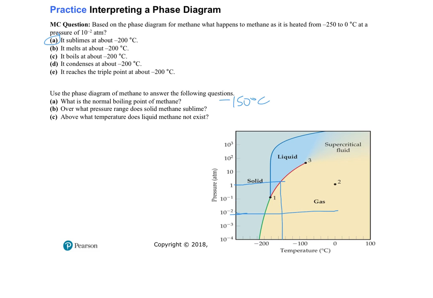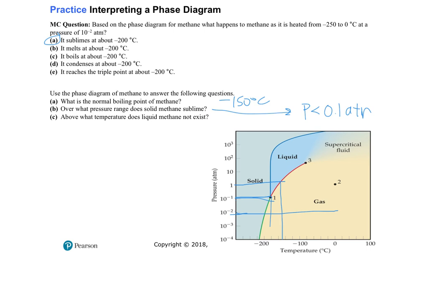Over what pressure range does the solid methane sublime? So we can see it sublimes from this point here, the triple point, and below. So anything less than 0.1. So for B, it'll be pressures less than 0.1 atmospheres. We'll have sublimation.